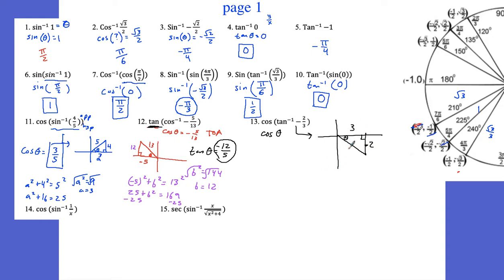And then we use the Pythagorean theorem, since if we do cosine of this, we need adjacent over hypotenuse. We need the hypotenuse. So we find our hypotenuse using the Pythagorean theorem. 3 squared plus negative 2 squared equals c squared. 9 plus 4, which is 13, equals c squared. So the square root of 13 equals our hypotenuse.